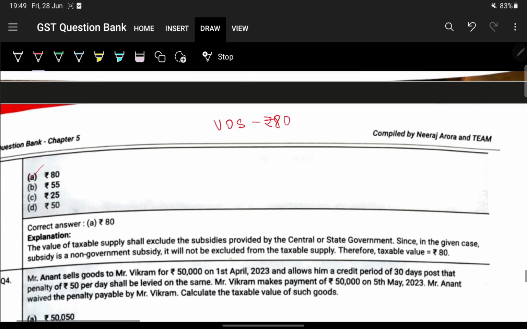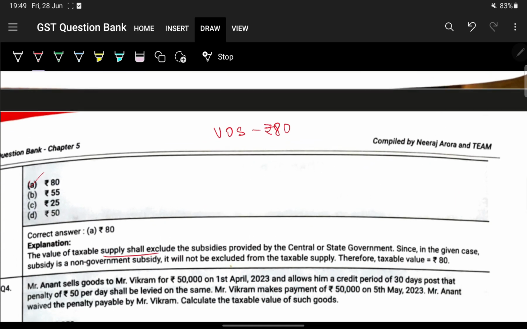We'll see what they have given. Okay, so the value of taxable supply shall exclude subsidies provided by state government and or central government. In this case, it is being given by a non-government entity. The subsidy given is a non-government subsidy, so it will not be excluded from the taxable supply.